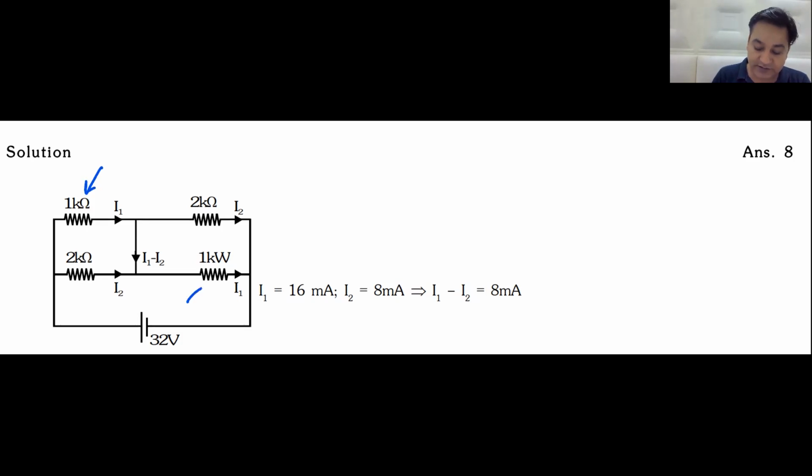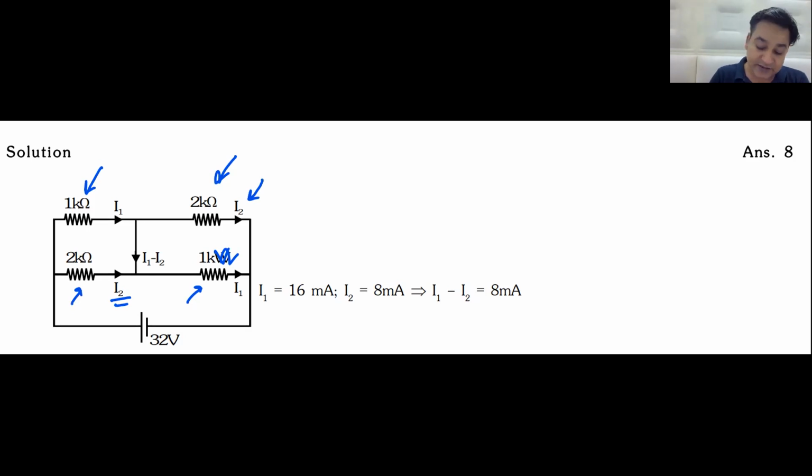1 kilo ohm is here. This is not 1 kilowatt. This is 1 kilo ohm. 1 kilo ohm is here. 2 kilo ohm is here, and 2 kilo ohm is here. So what is going to happen if I say that this current is I2 goes into this branch? The same current I2 will come out from this branch. Do you understand this?